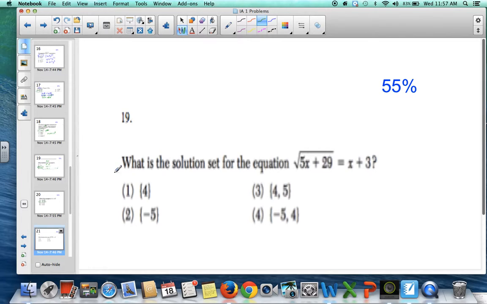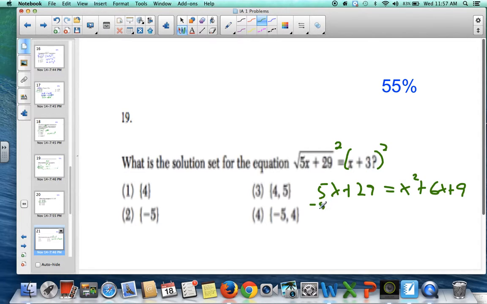Okay, this one here, there are a couple of ways to do this. You can plug the numbers in directly, just start plugging in 4. There are other ways, but I'll do it mathematically first, which is what I'm going to suggest you do. That would be to square both sides. So that's going to be 5x plus 29 equals x squared plus 6x plus 9. This is what I get when I do FOIL here.